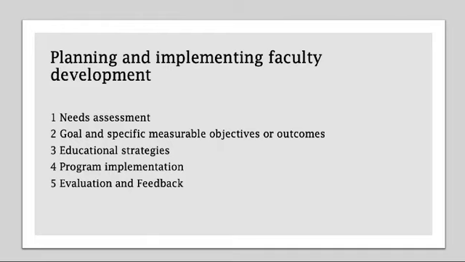Again, from the guide, there are 5 steps to do a proper faculty development program in any college. It starts with the needs assessment. You know your problem, and then you try to assess what people need, and then you put the goals and specific measurable objectives. You make your educational strategies, how you are going to implement this faculty development program.